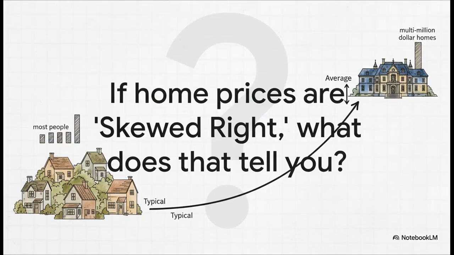So, I'll leave you with this to chew on. We know that in most places, home prices are skewed right. So what does that shape actually tell you about the difference between the average home price you hear on the news, which gets pulled way up by those huge mansions in the tail, and the price of a truly typical home, where most people actually live? See? That's the power of seeing the shape of the story, not just falling for a single simple number.